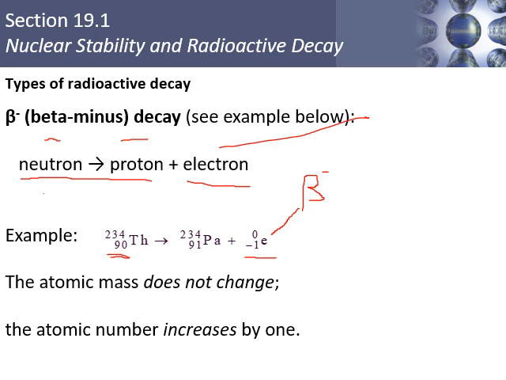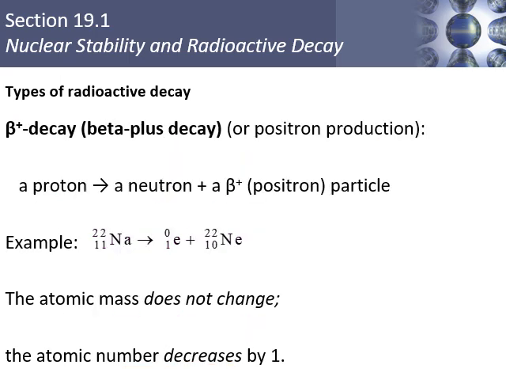Okay, notice this is important. The atomic mass doesn't change, but the atomic number goes up. So for beta minus, the atomic number goes up. Now remember I said there were 3 kinds of beta decay. One of them causes the atomic number to go up, and that's this one. The other 2, therefore, are different, so that means that they have to go down. So let's go ahead to the next slide.